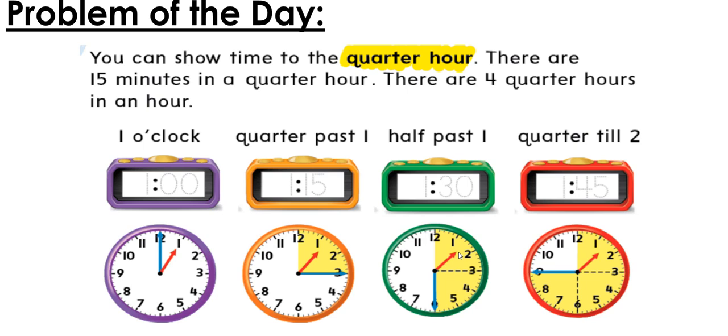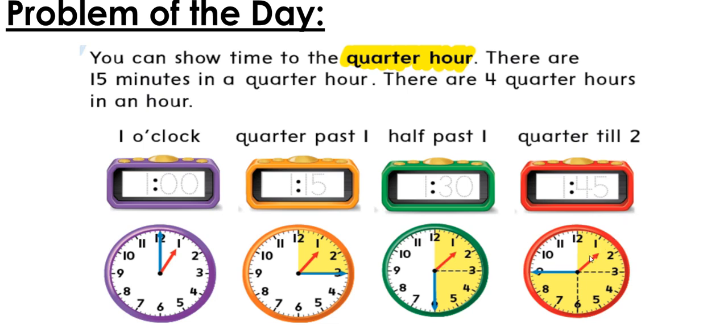1:30. The minute hand is standing on the, what is a minute hand? On the 6. And the hour hand is right between 1 and 2. So it's showing 1:30.